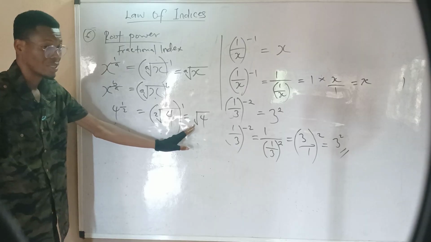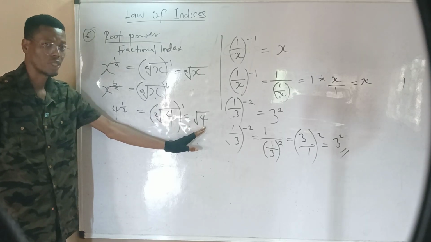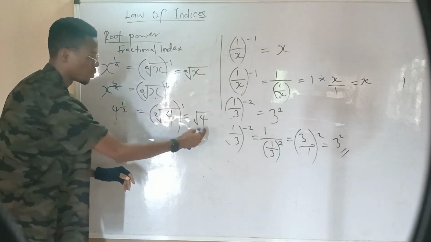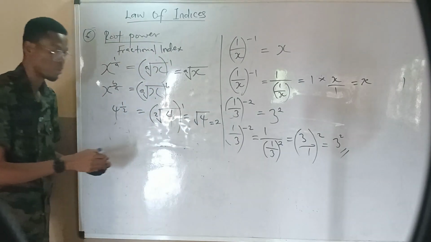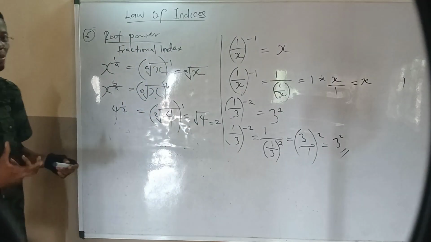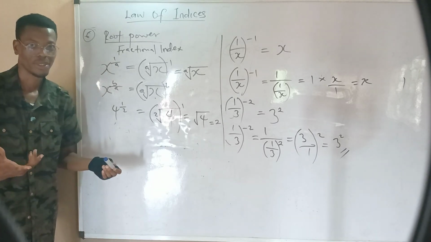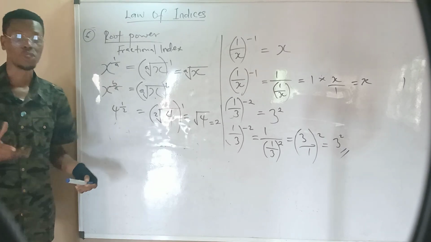And this is the same thing as writing it like this. As this is very short in writing it, we don't want to jump steps. So the square root of 4 gives us exactly what? 2 as our answer. So I believe you know what square root is. Square root is a number that multiplies itself 2 times and gives us 4, which is 2.